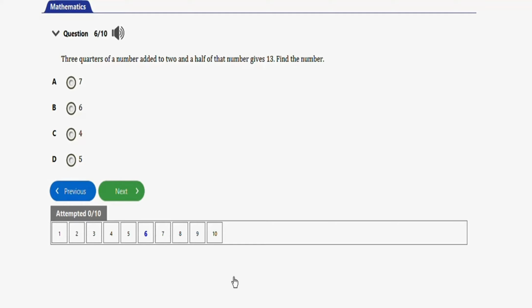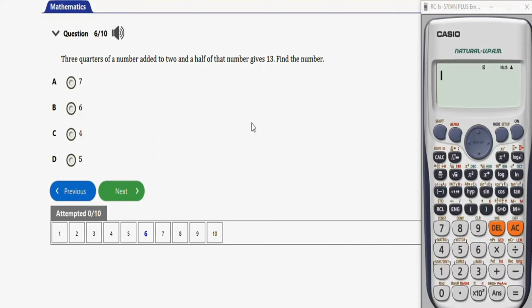So let's solve this question. Let's bring the calculator. It says 3/4 of a number added to 2 and a half of that number gives 13. Find the number. So this is simple logic. Let's interpret this logic now.